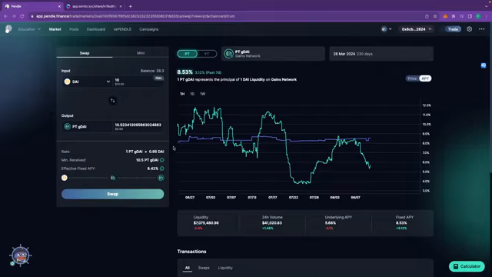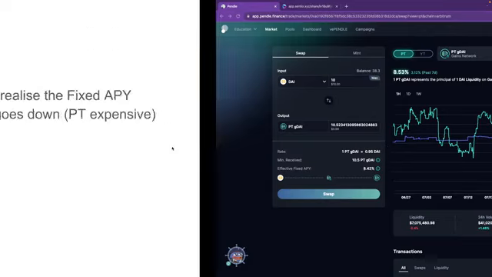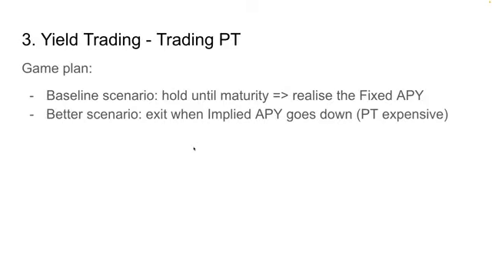And my return will be 8.5%, probably 8.5%. And for the baseline, it's already pretty good, right? At least to me, getting an 8.5% fixed yield on dime. So that's the baseline scenario.